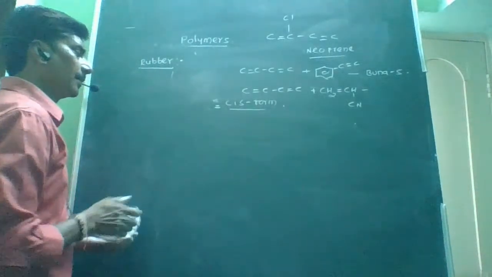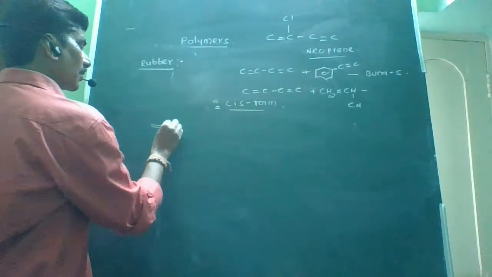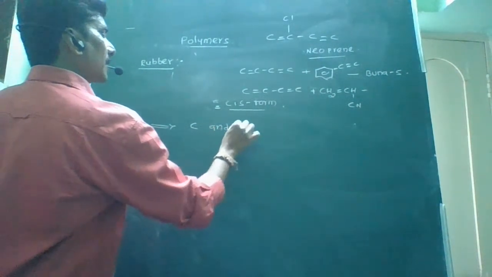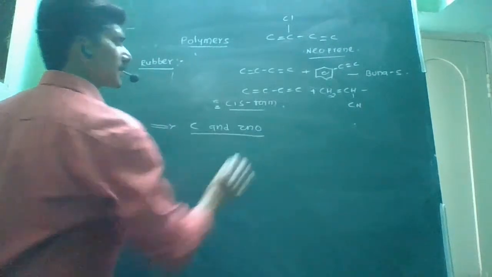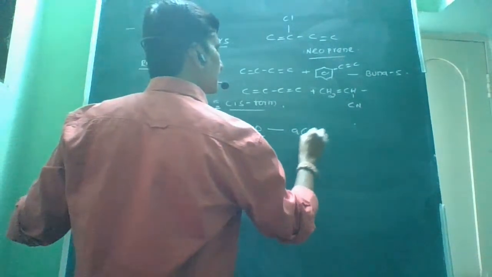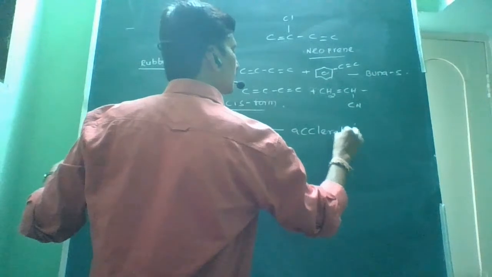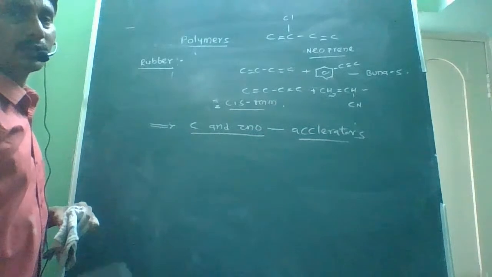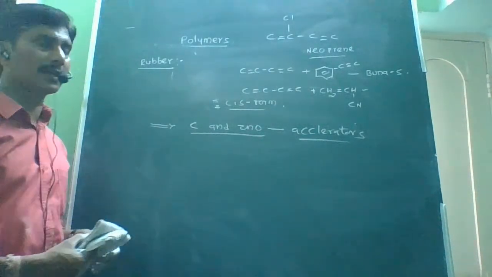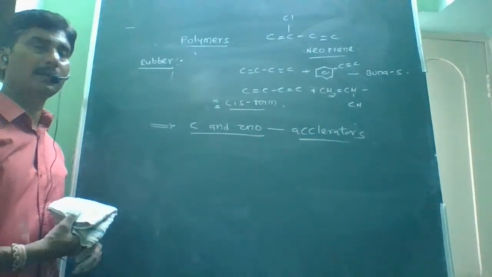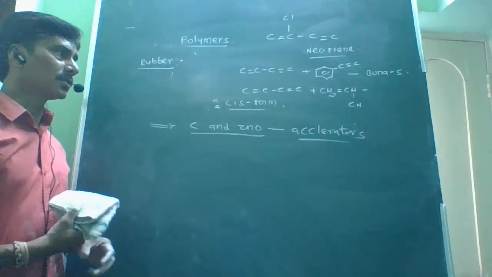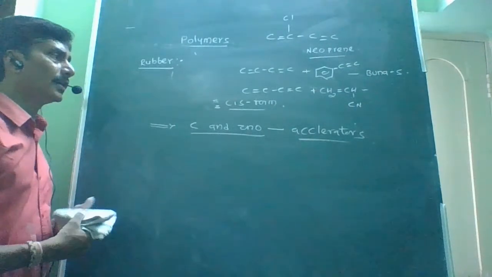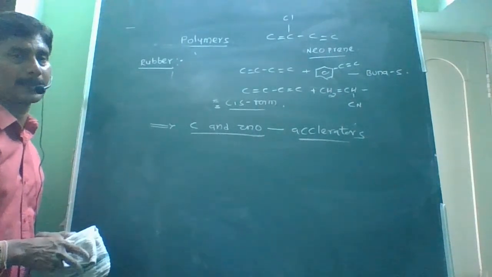To accelerate, that is, to improve the vulcanization process, carbon and zinc oxides are used as accelerators to increase the vulcanization process. Carbon and zinc oxide are used as the accelerators for the vulcanization process.